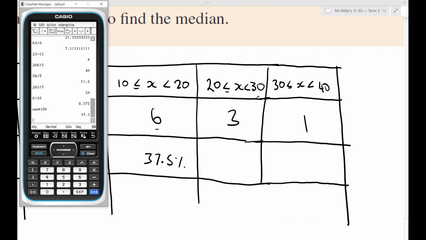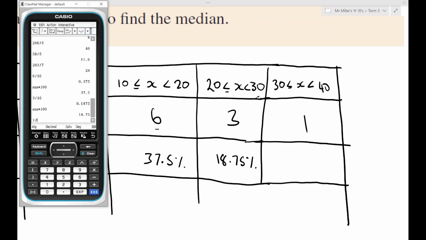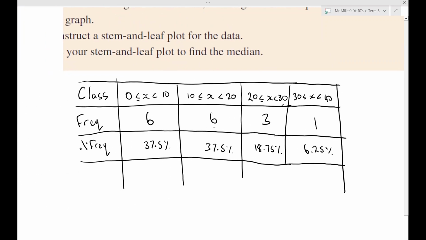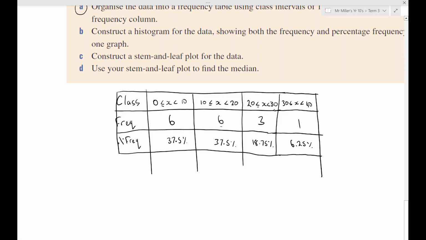Now, half of 37.5 of the data is going to fall in the third class. Or we could just say 3 over 16 times 100, 18.75. See, half of 37.5, as you can see, will fall in this third class. And then 1 over 16 times 100, 6.25. It's going to fall in this last column. Okay, so that is our frequency table done. And we've got our percentage frequency as well.